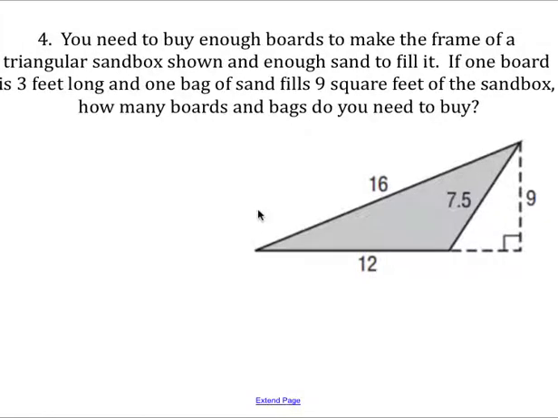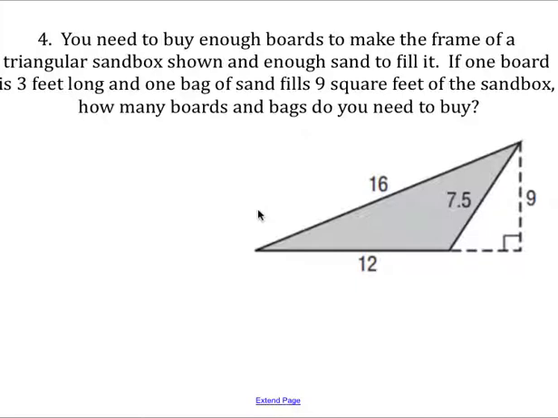So we're going to go ahead and finish up your Unit 8 Notes 1. We're going to talk about this word problem here. You need to buy enough boards to make a frame of a triangle sandbox shown with enough sand to fill it. If one board is 3 feet long and one bag of sand fills 9 square feet of the sandbox, how many boards and how many bags do you need to buy?